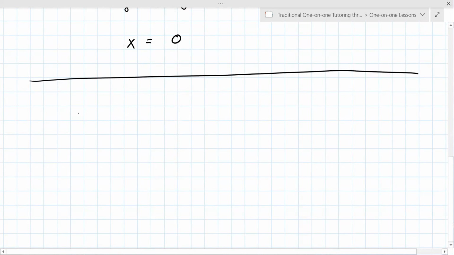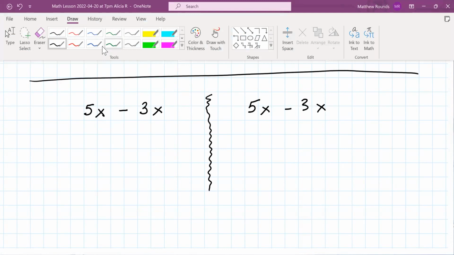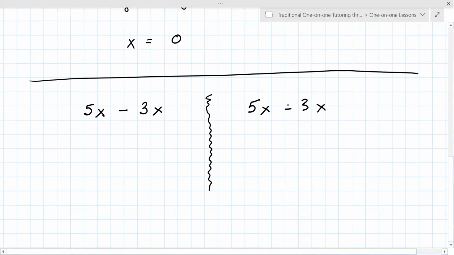Let's just talk really quickly about something like this, like 5x minus 3x. Okay. Now, there are many ways to write this. I'm going to rewrite it over here on the right. One way to rewrite this, and this is a convention that I do like, is you always change subtraction to addition of a negative. Have you seen that before?